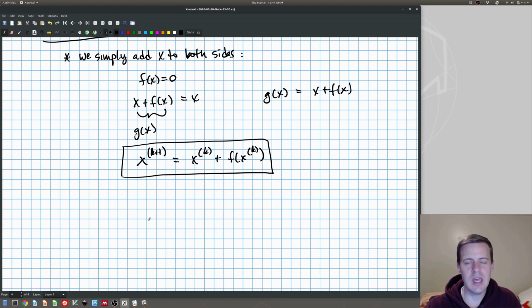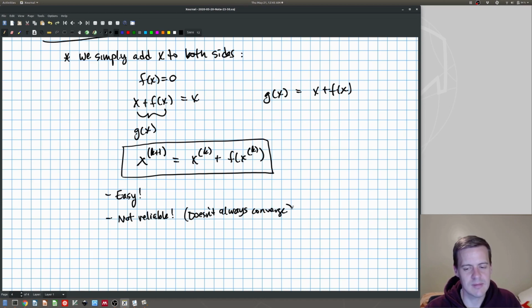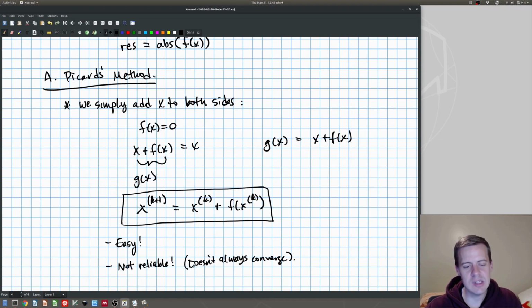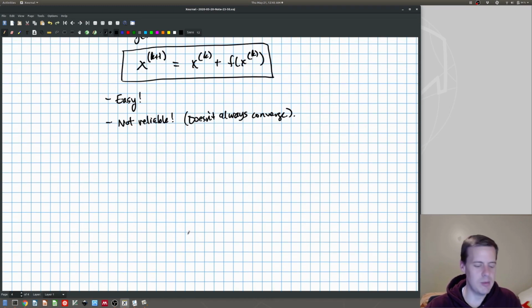All right? So the takeaway from this, what we'll see, okay, is that Picard's method is easy. Okay? It's very easy to write down, okay, but it's not reliable, is what we'll see. Okay? So it doesn't always converge. All right? So let's look at a different method then. If this one's easy but not very reliable, let's think about another method. And this method is called Newton's method.